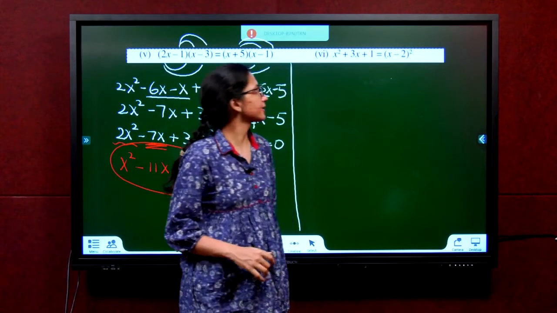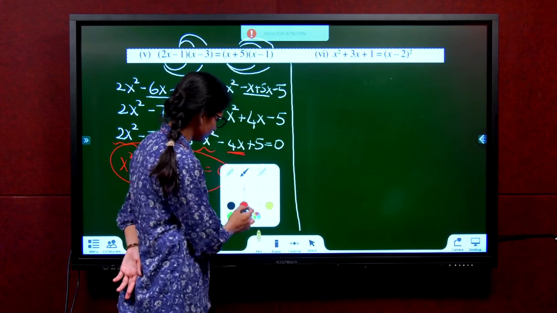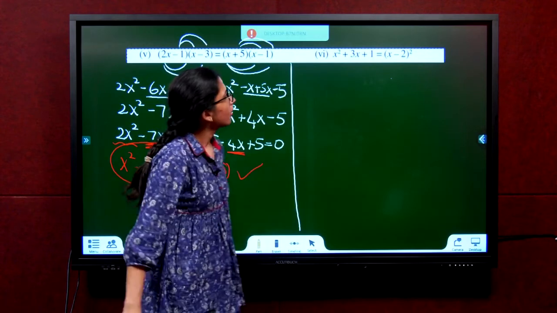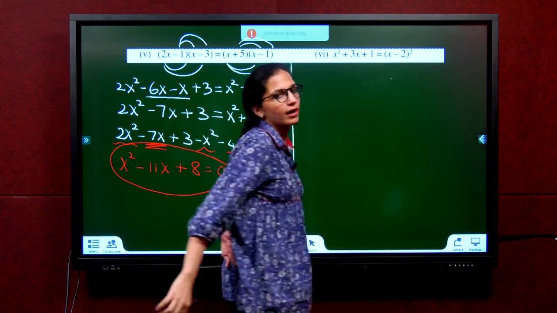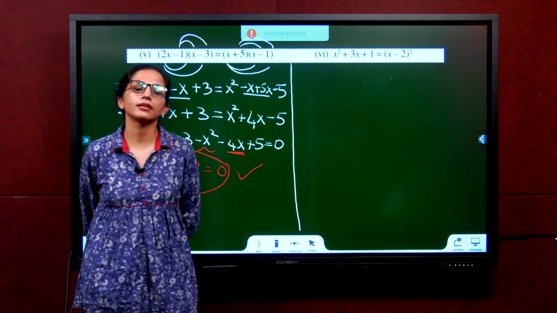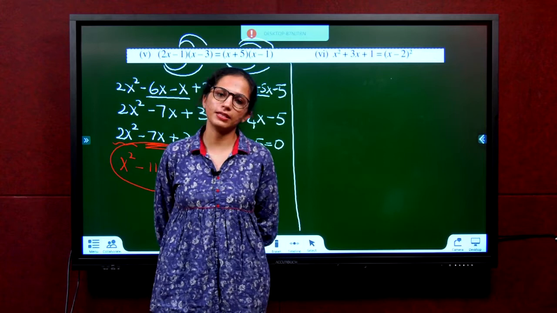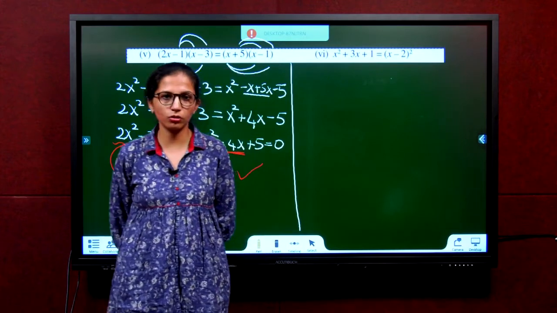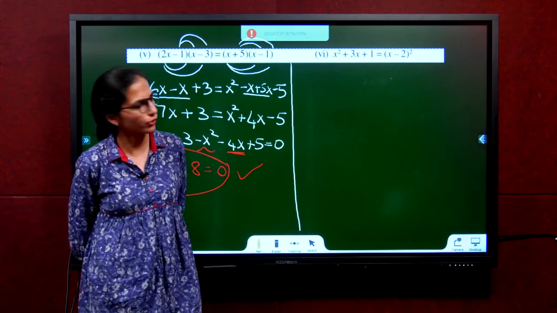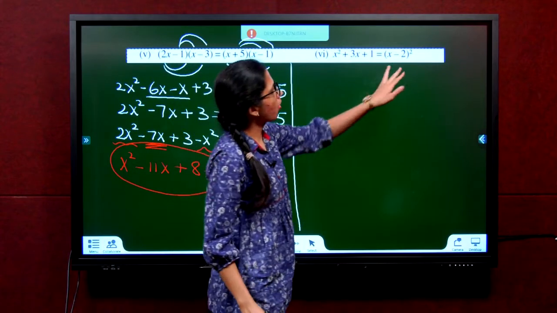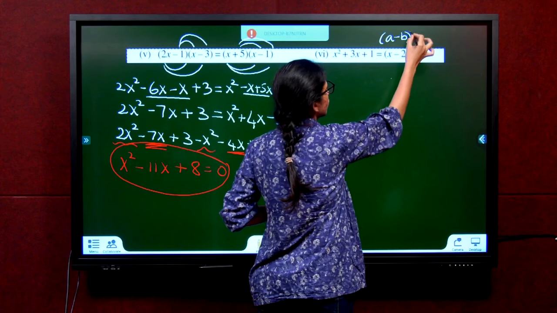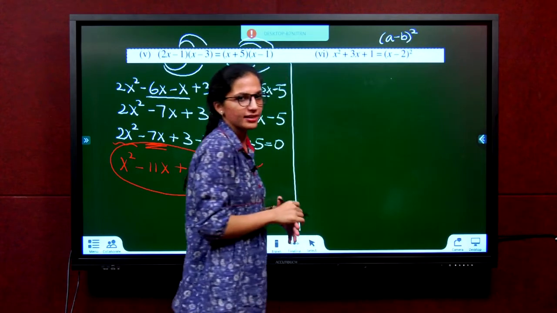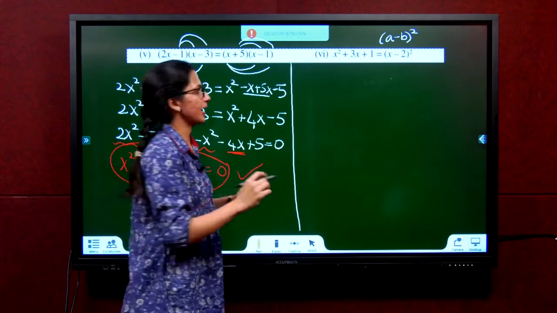Moving on to the sixth sum. What do we do with this? We learnt a few identities in the previous exercise. We learnt a minus b the whole square, a plus b the whole square, a plus b the whole cube, and a minus b the whole cube. See carefully. What is this? This is of the form a minus b the whole square. So please use that identity to expand the bracket.